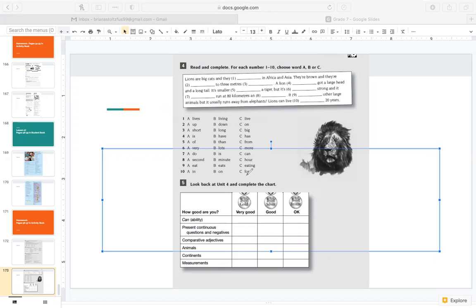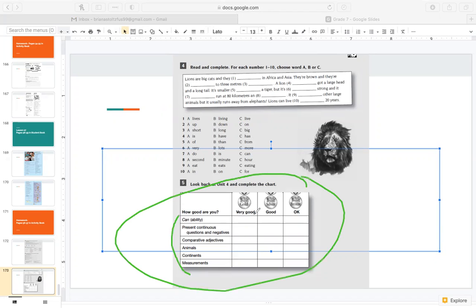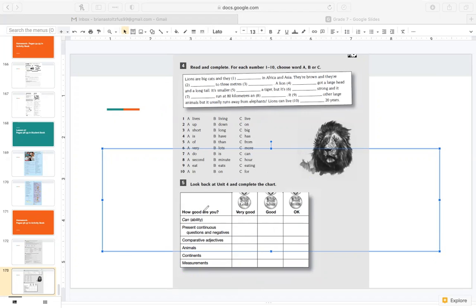Finally, like at the end of each unit, you will read these topics and decide if you are very good, good, or okay with these topics. For example, do you understand how to use can? I can, you can't, she can't. If you understand, you can say very good. If not, you can say okay. And just read through these to check which items you need to practice more.